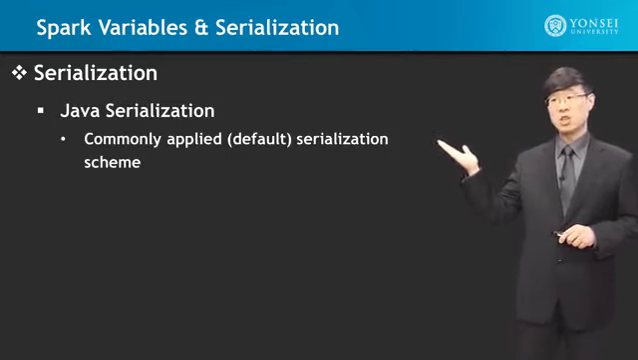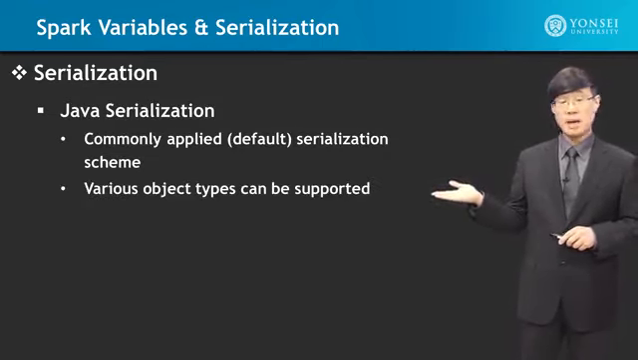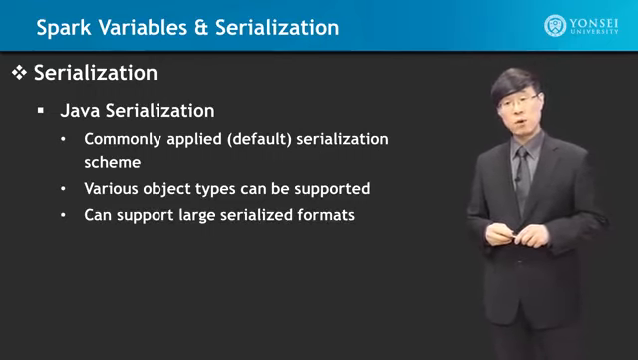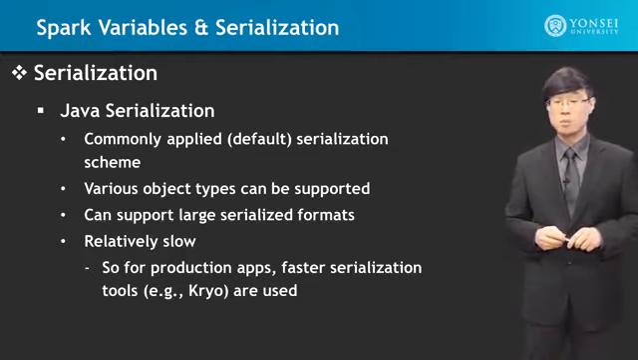Java serialization is the default serialization scheme. It is the most commonly applied one. Various object types can be supported, and you can support large serialized formats. It's relatively slow, so for production apps, faster serialization tools may be required.